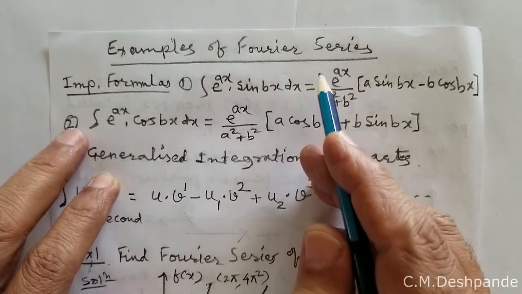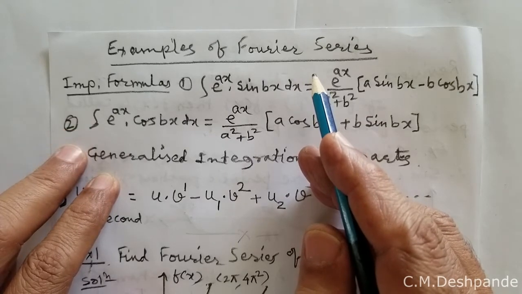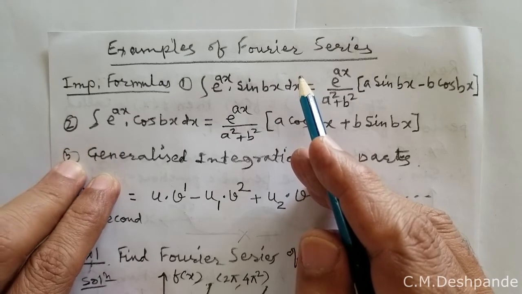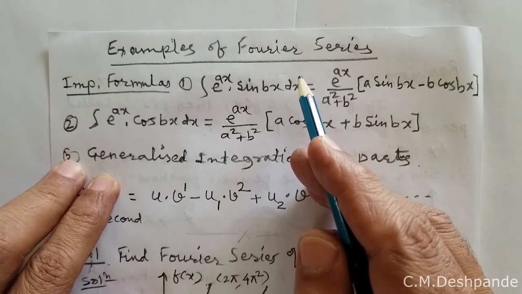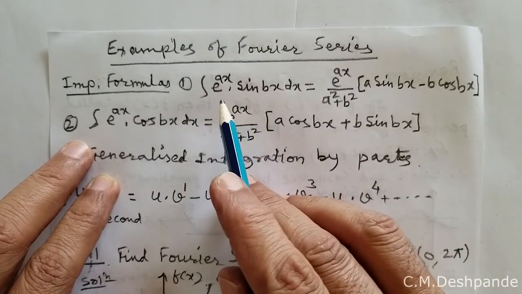Examples of Fourier series. To find the Fourier series of any periodic function, the important steps are to find the values of a0, an and bn, the three coefficients. These are the following important formulas in integration.